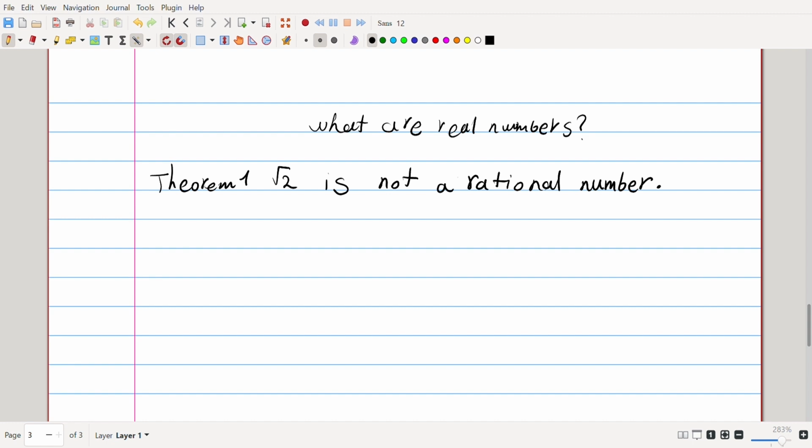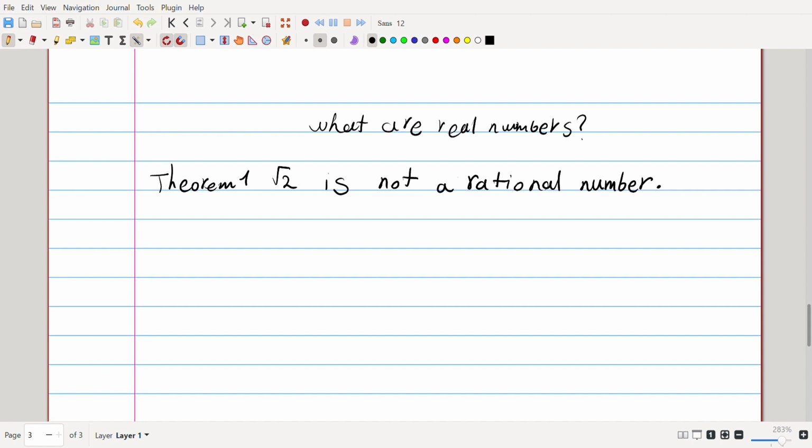Now we are going to prove this theorem to understand that there are some points that do not belong in the set of rational numbers, and the way mathematicians put that is that Q is not a complete metric space. Let's prove this theorem right here.